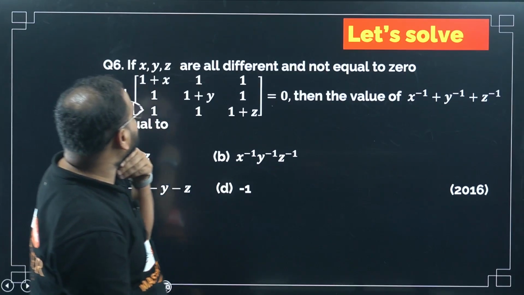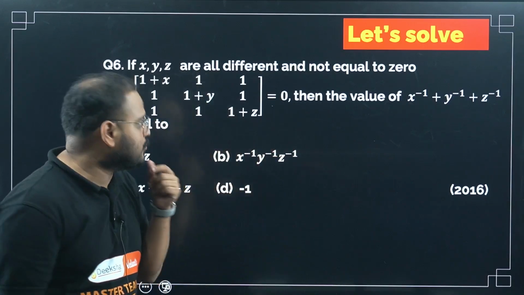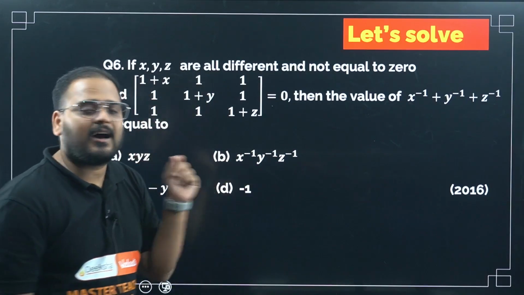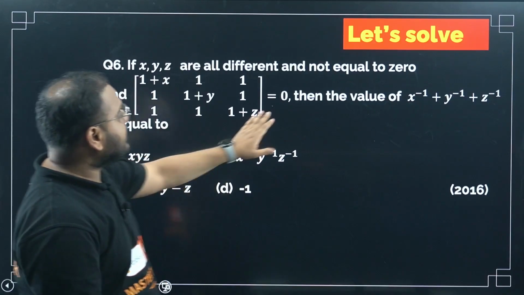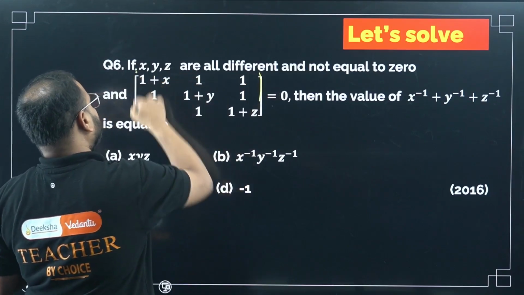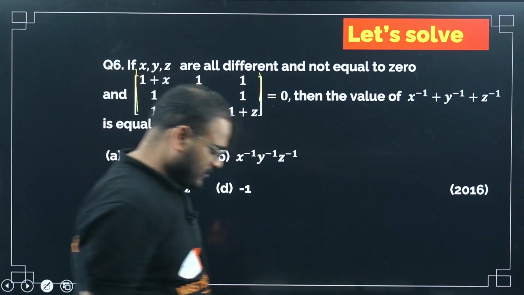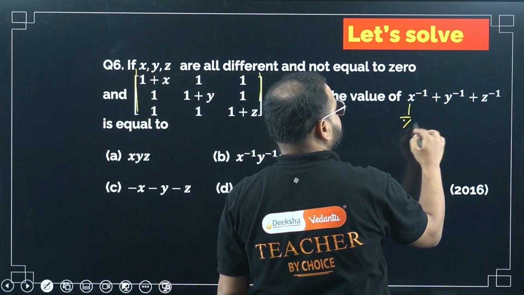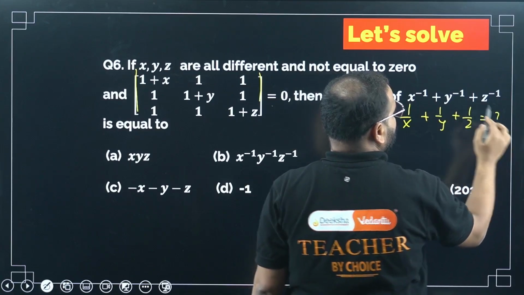If x, y, z are all different and not equal to 0, means individually they are not equal to 0. This is the given 3 cross 3 matrix. It's equal to 0, means the determinant of this thing is equal to 0. Find the value of 1 by x, 1 by y, 1 by z. That's what is written here. They're asking us this value.